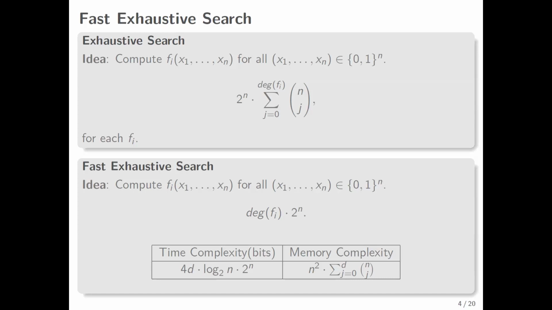However, there exists a more efficient way to iterate over all possible solutions. We can evaluate a polynomial on all possible points in the space with complexity 2^n times the degree of the polynomial. So when the degree is small, this is almost the same as 2^n. And we can use fast exhaustive search to solve a polynomial system with time complexity 4d log(n) 2^n, where d is the algebraic degree of the system, and with memory complexity n^2 times the number of monomials in the system.